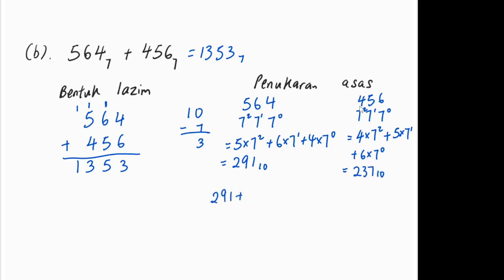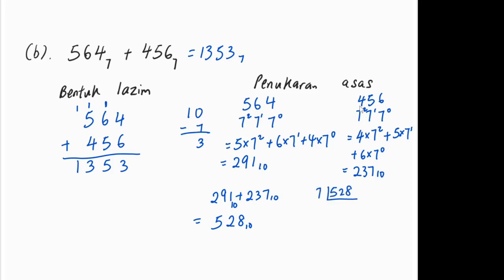Jadi kita tambah seperti biasa, iaitu untuk asas 10 yang biasa kita gunakan. Jadi di sini kita tahu 1 tambah 7 itu 8. 9 tambah 3 itu 12. Anjak 1 ke depan jadi 528 asas 10. Selepas tu kita kena tukarkan asas 10 ini balik kepada asas 7.